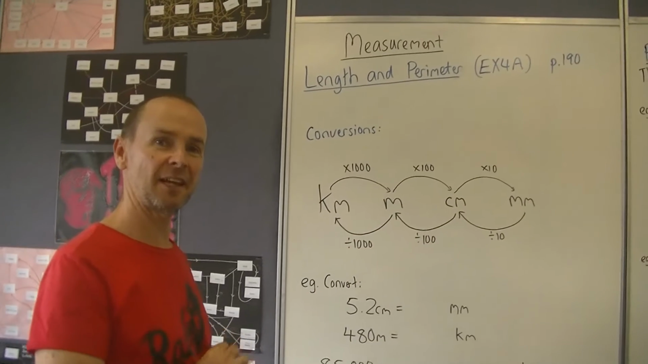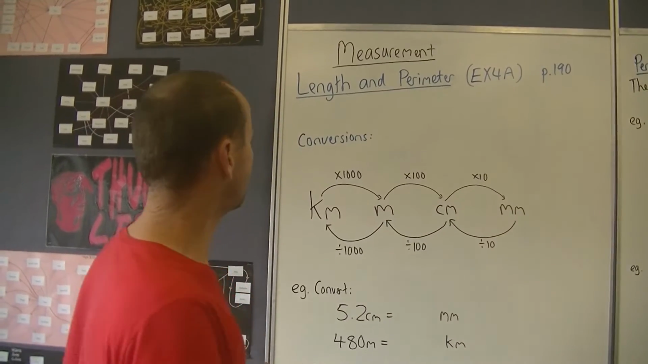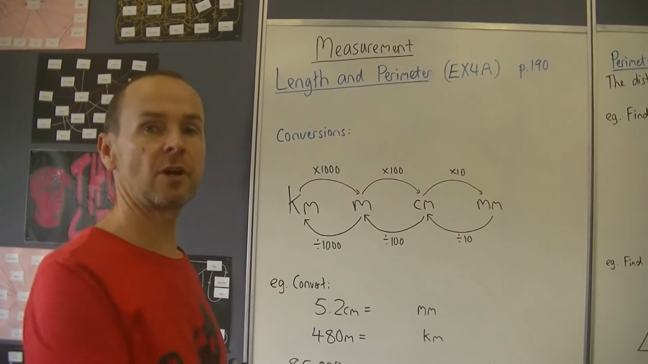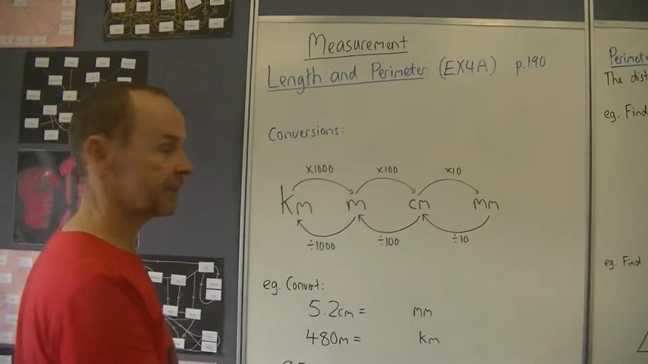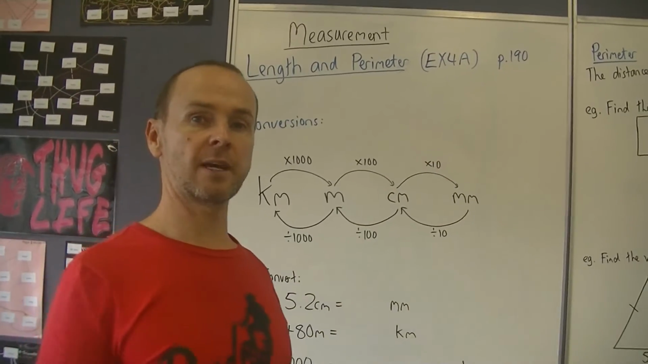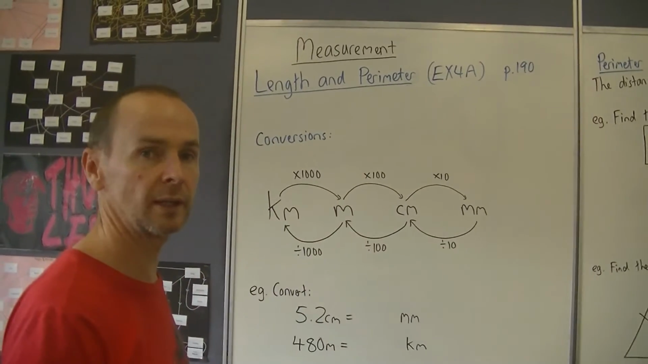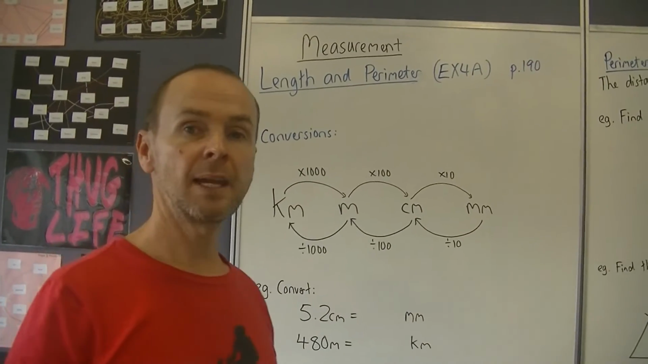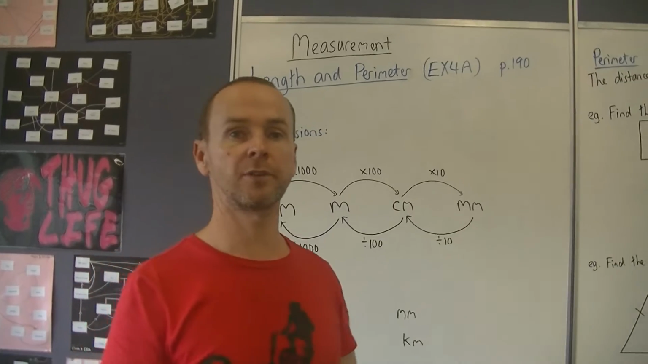Hey, you're right. Our next topic is measurement. And you should have done this in year seven. Our first exercise is length and perimeter. Length, what we need to learn is conversion. So length is a distance, centimeters, millimeters, meters, or kilometers. And perimeter is easy, it's just a distance around the outside of a shape.